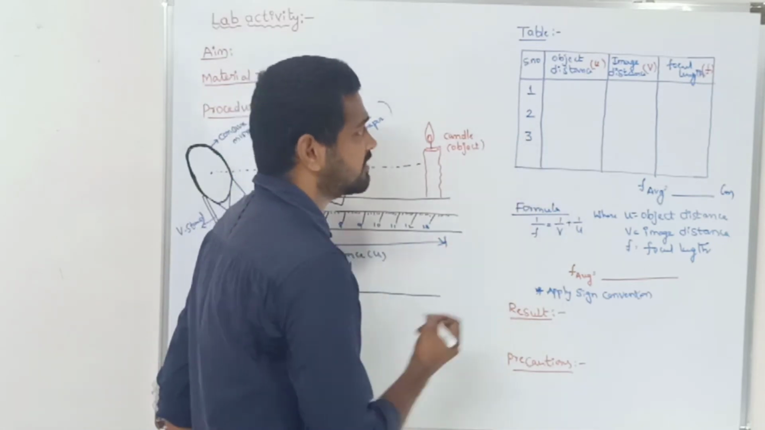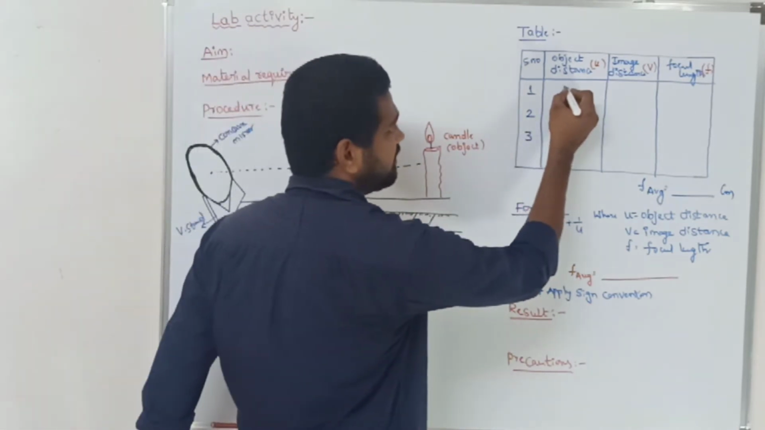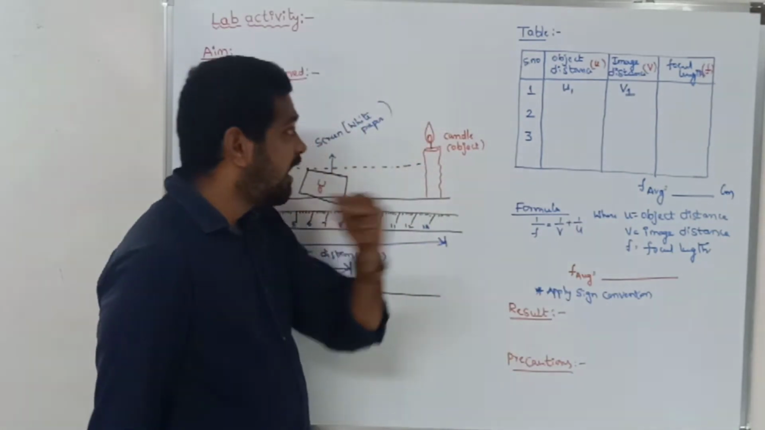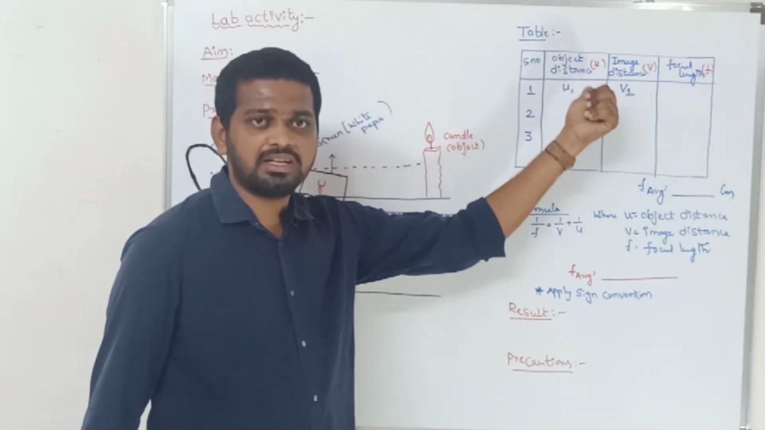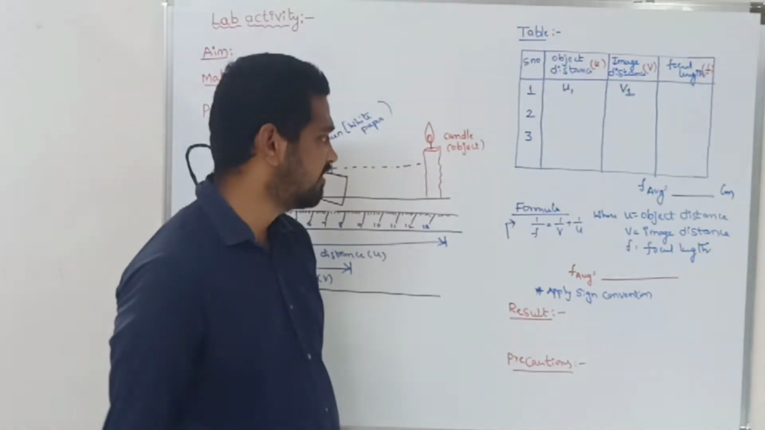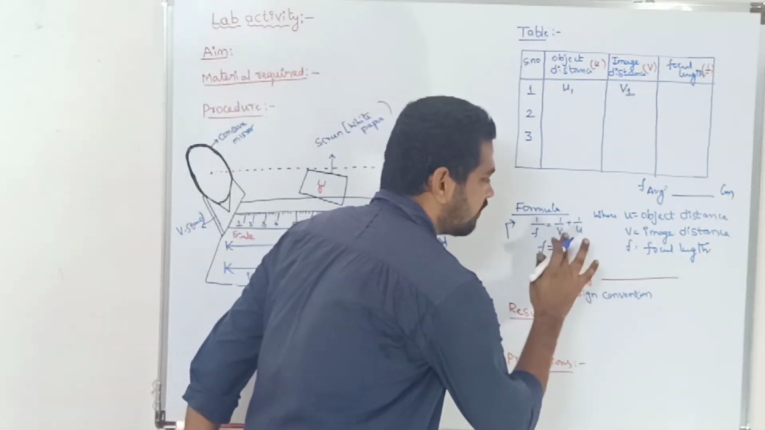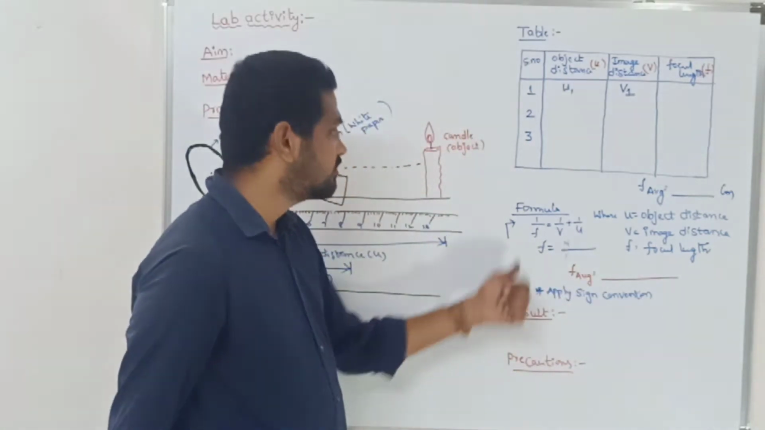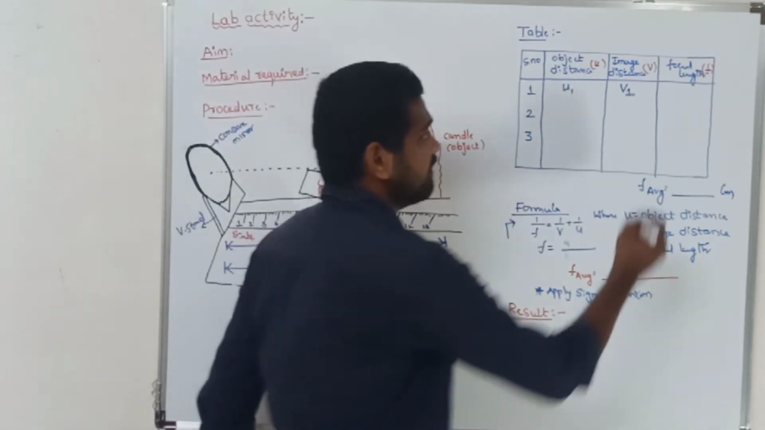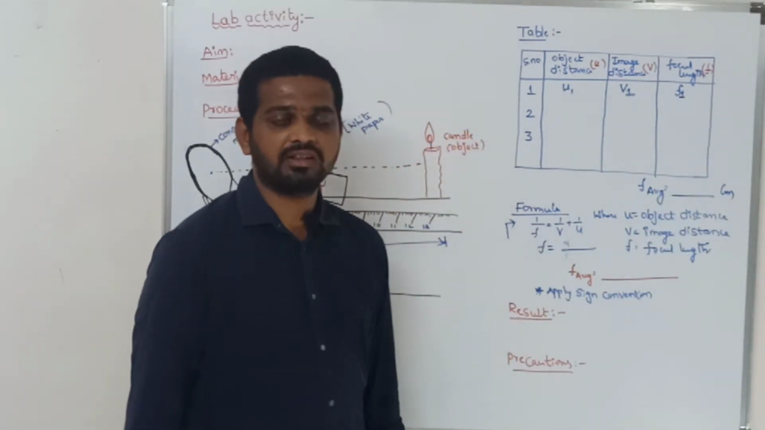Clear? In the first step, for this procedure, I will consider the object distance as u1 and the image distance as v1. So I have u1 and v1, nothing but object distance and image distance. By substituting in the mirror formula and applying the sign convention, I will find out the focal length of the mirror. Let us consider that focal length is f1 for the first observation.